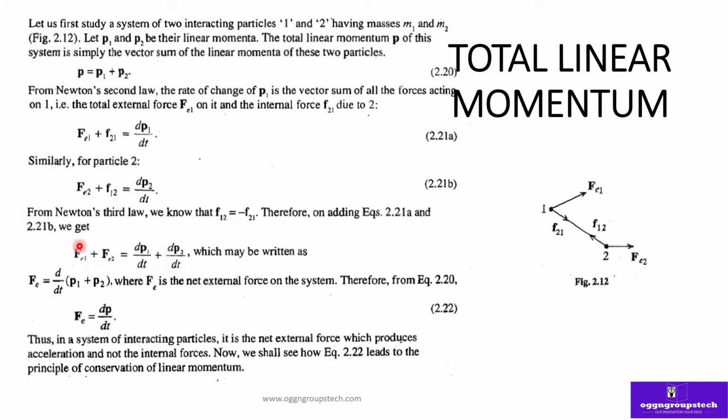Okay, so these two are nothing but the net external force on the system, the external force acting on the system. So we can write this together as Fe, and this is d by dt of P1 plus P2. So instead of writing P1 plus P2, I can write it simply as P. So Fe is equal to dP by dt. So what I want to say here is that in a system of interacting particles, it is the external force which produces acceleration, not the internal force.